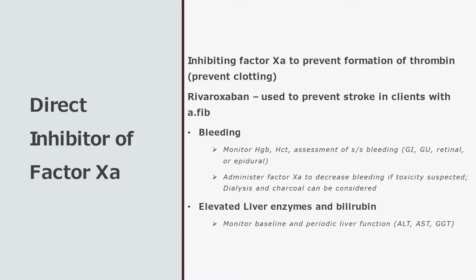So our complications here again are going to be bleeding and liver enzymes due to where it's acting. So remember your bleeding signs, and then you're monitoring your baseline levels and liver functions, but your antidote here is going to be administering factor 10A. So going forward, and for the last couple of these, you'll notice that if you know how it works, then you know the antidote, right? Or vice versa. So giving factor 10A to decrease the bleeding if toxicity is suspected, and dialysis and charcoal also can be considered.